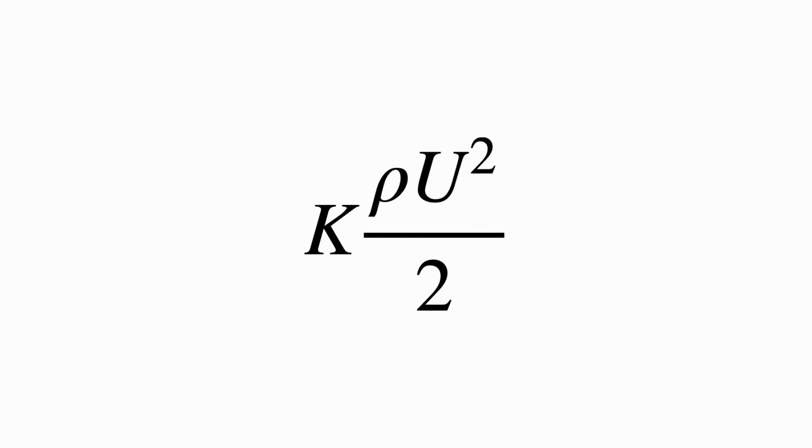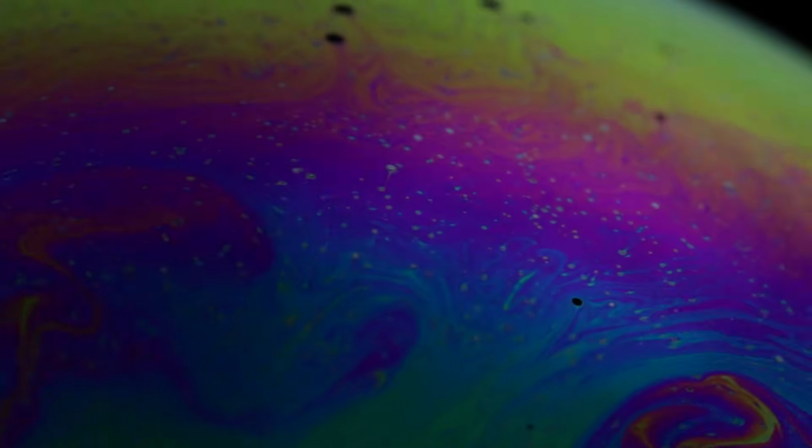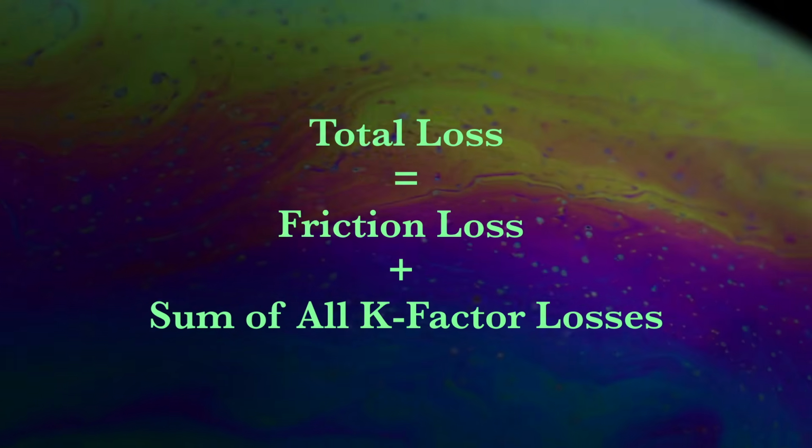The formula they created was beautiful in its symmetry. It used the same kinetic energy term, rho u squared by 2. This meant you could now calculate your total pressure loss in a system with one simple additive approach. Total loss would be equal to friction loss plus the sum of all K factor losses.